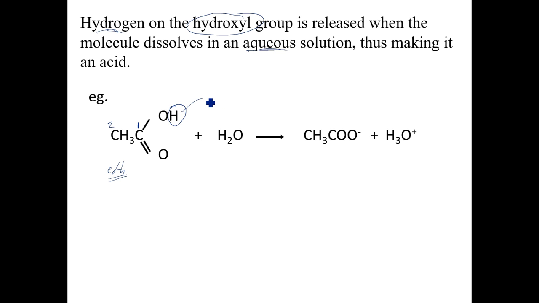So this here is going to be donated over to the water. And what we're then going to end up with is this here, which is acetate. It's lost the proton. And because we have the hydronium ion that is formed, this is what is going to drop the pH, and that's what's going to make this an acidic solution.